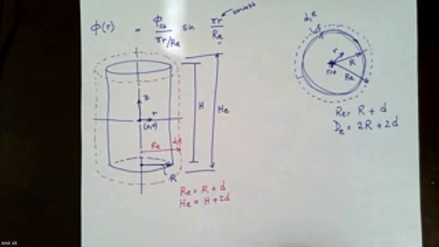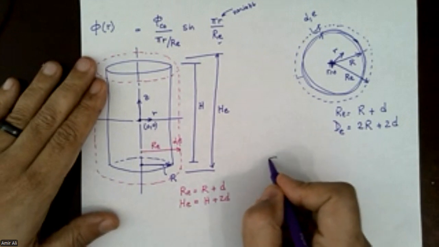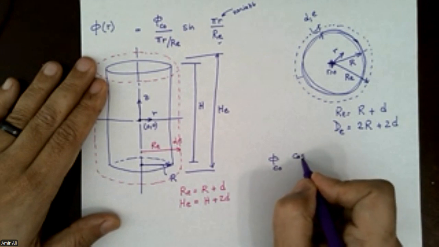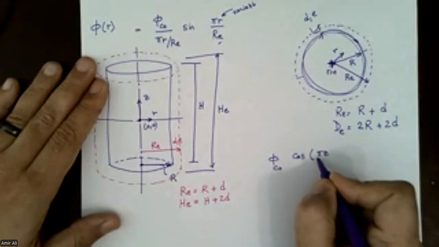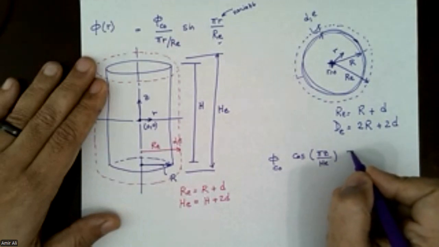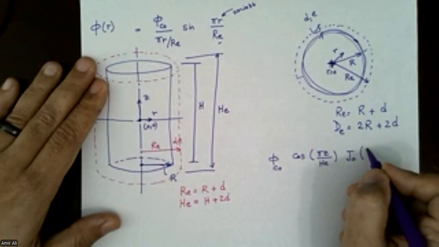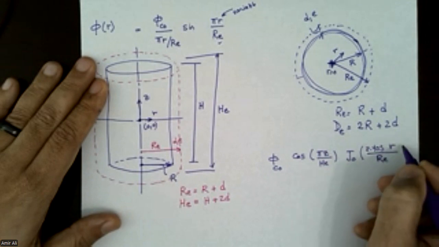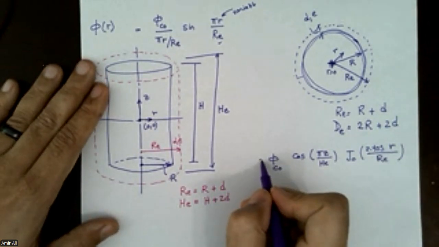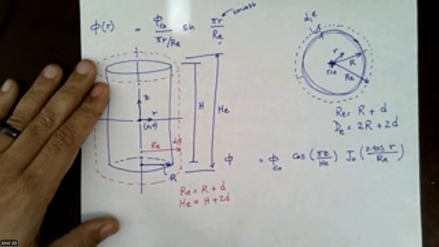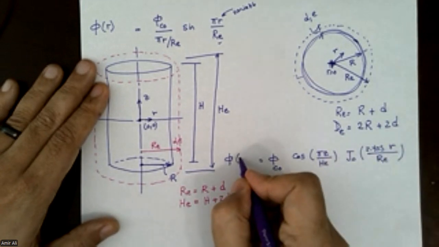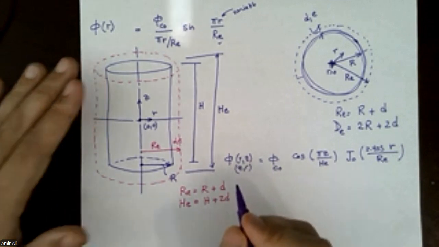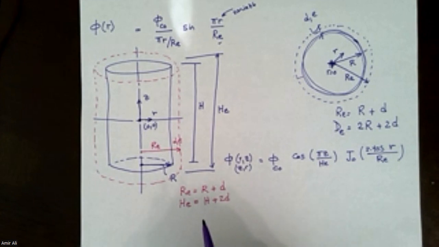Now let's write down the equation. So the equation is phi c naught, then I will do cosine pi z over HE times J naught times 2.405 R over RE, and that's the equation. So this is a neutron flux as a function of two variables, R and Z. So R and Z, or Z and R, whatever you want, doesn't matter. Phi as a function of X, Y is the same as phi as a function of Y and X.